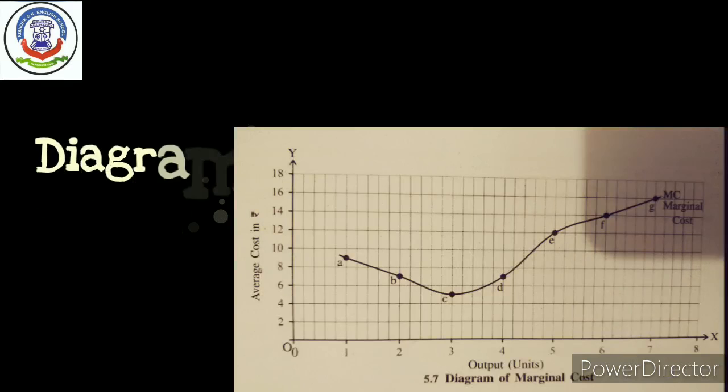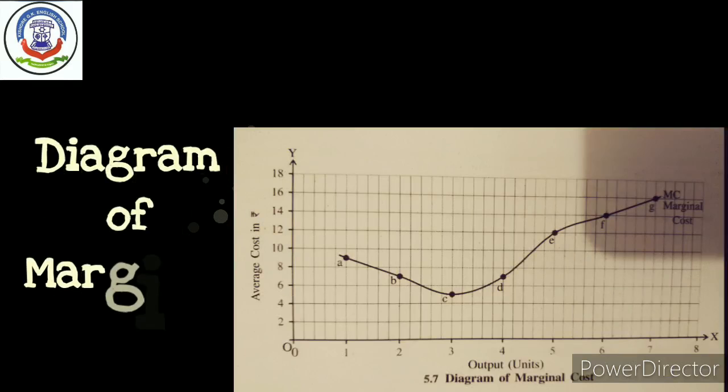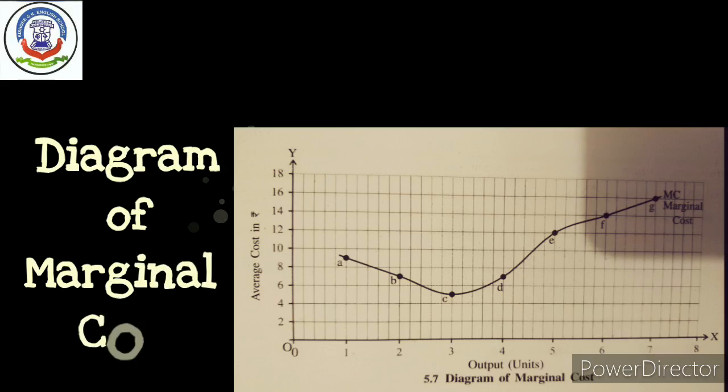As shown in the diagram of marginal cost, in the beginning marginal cost decreases. Initially, with the increase in production, total variable cost increases at a decreasing rate, and after some point it increases at an increasing rate. Due to that, initially with the increase in production, marginal cost decreases and after some point it increases.